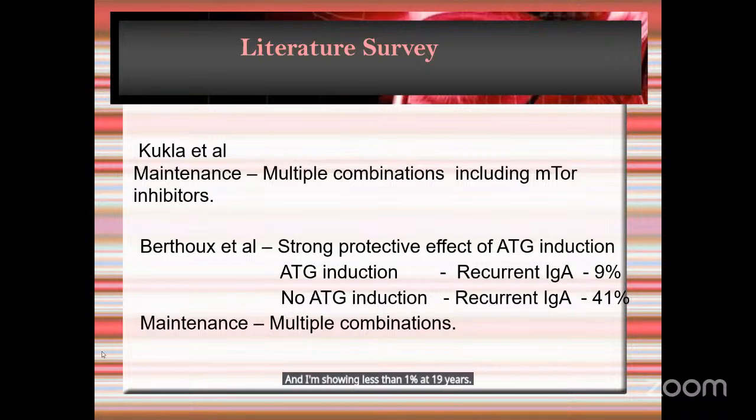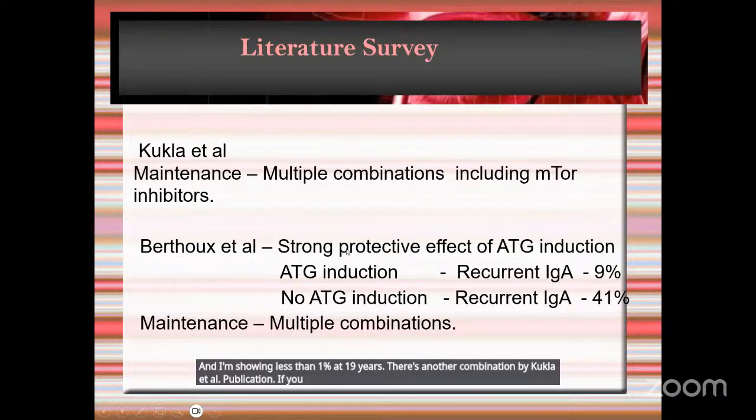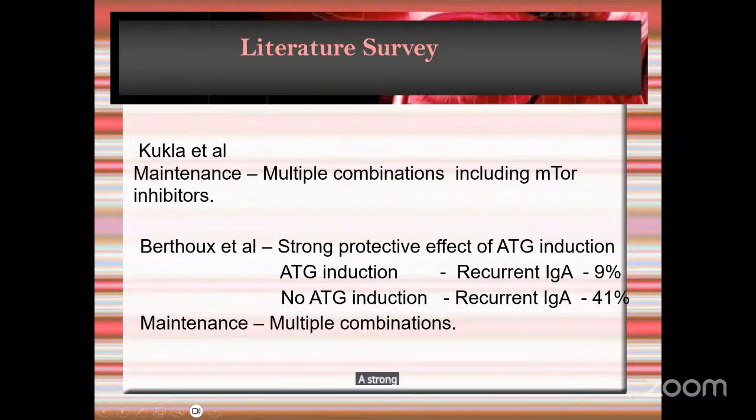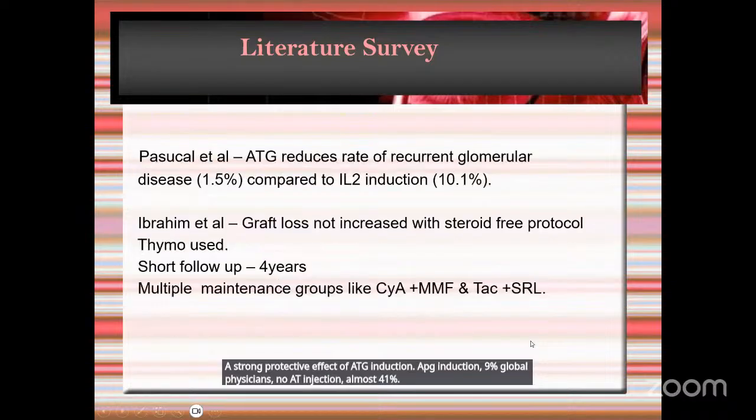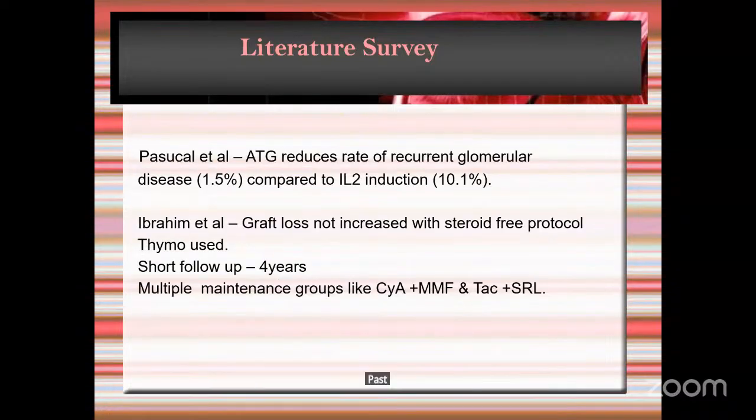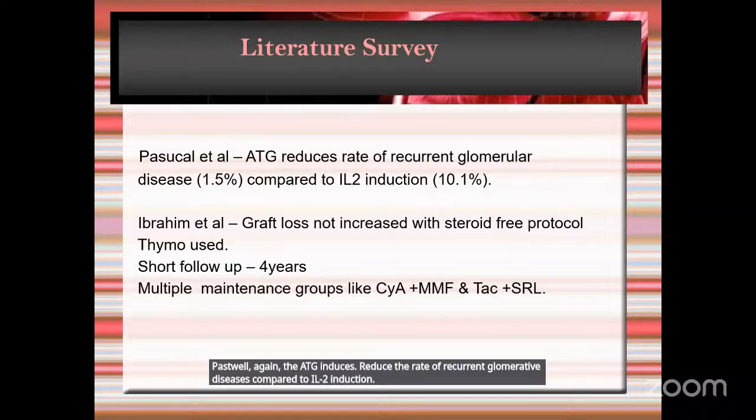This is another publication by Kukla et al. This also shows what is common in all those publications: a strong protective effect of ATG induction. With ATG induction, glomerulonephritis is 9%, with no ATG induction almost 41%. Pascual, again, shows ATG reduces the rate of recurrent glomerular diseases compared to IL-2 induction.